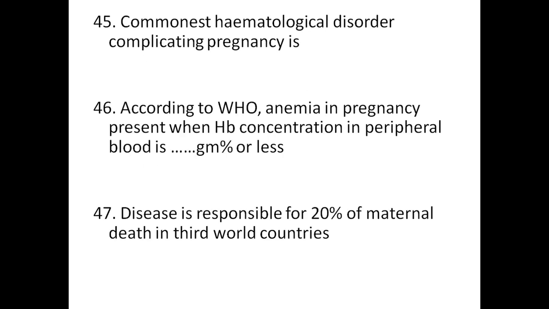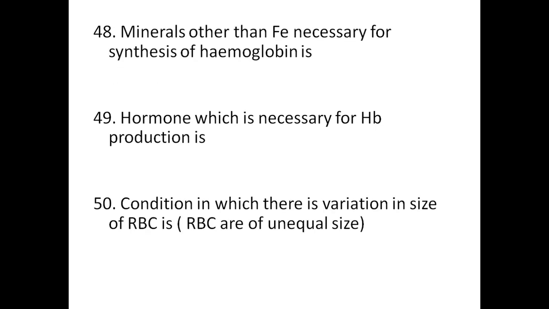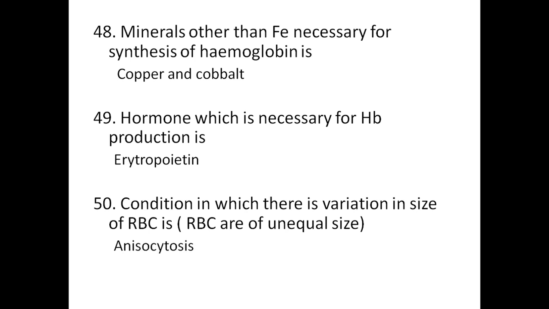Commonest hematological disorder complicating pregnancy is anemia. According to WHO, anemia in pregnancy is present when Hb concentration in peripheral blood is 11 gram percent or less. Disease responsible for 20% of maternal death in third world countries is anemia. Minerals other than iron necessary for synthesis of hemoglobin are copper and cobalt. Hormone which is necessary for hemoglobin production is erythropoietin. The condition in which there is a variation in size of RBC, of unequal size, is known as anisocytosis.